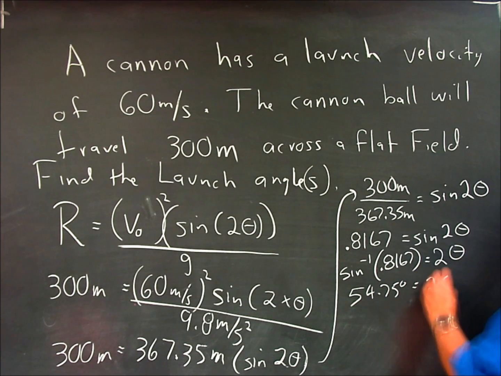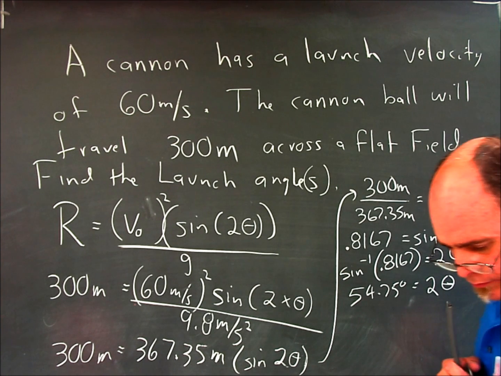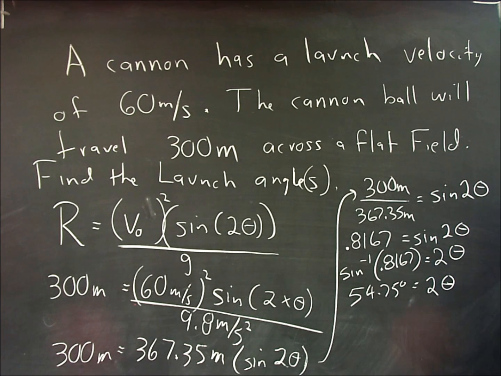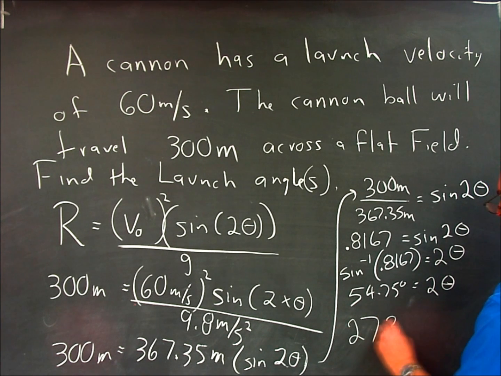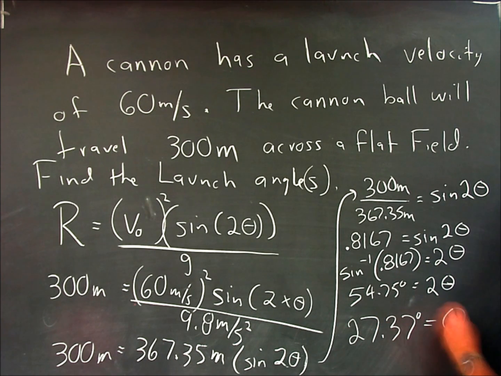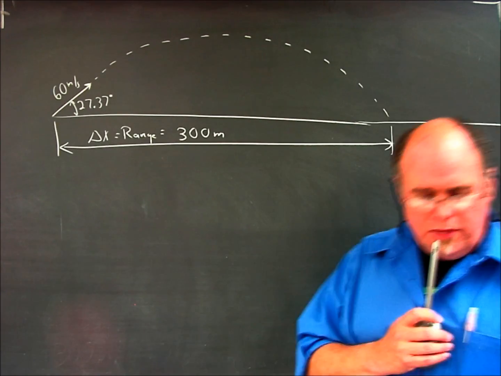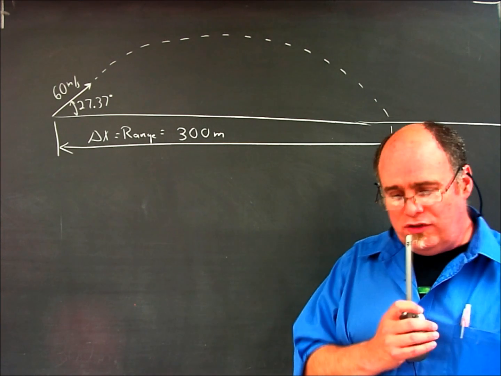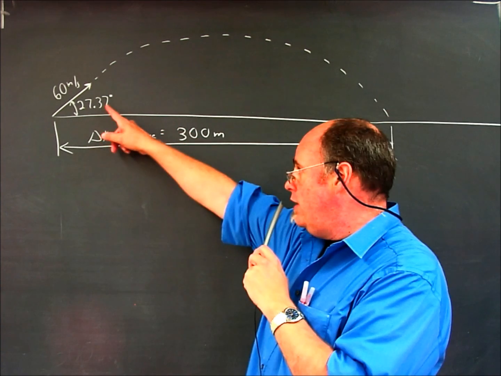And that equals 2 times the angle. So if I divide both sides by 2, you get 27.37 degrees. So from our calculation, we just calculated that the angle should be 27.37 degrees, which is right here.